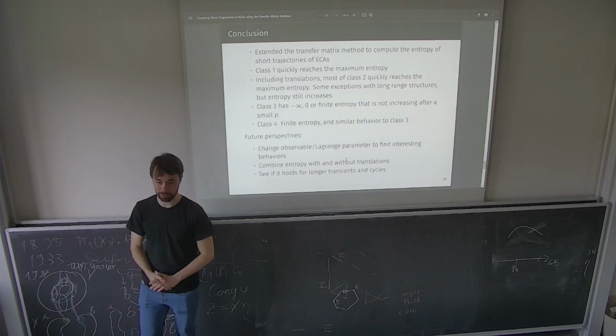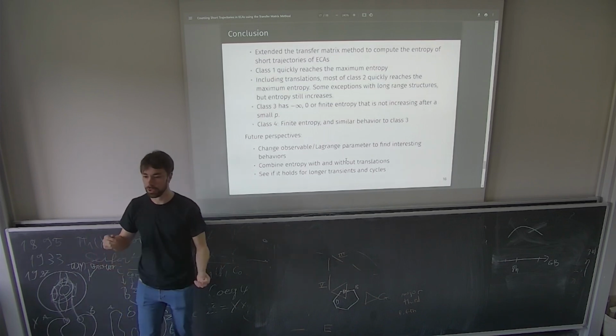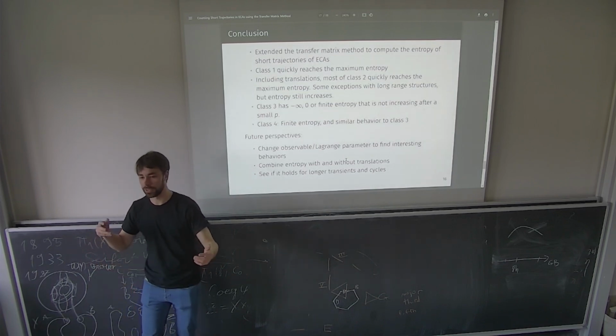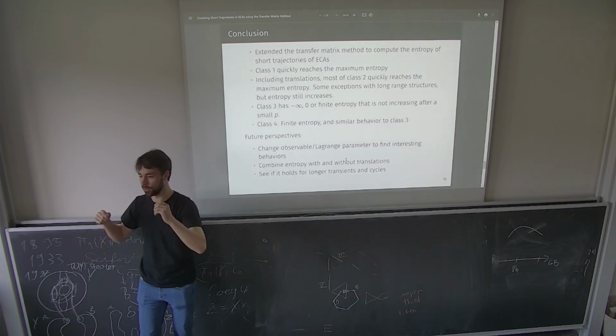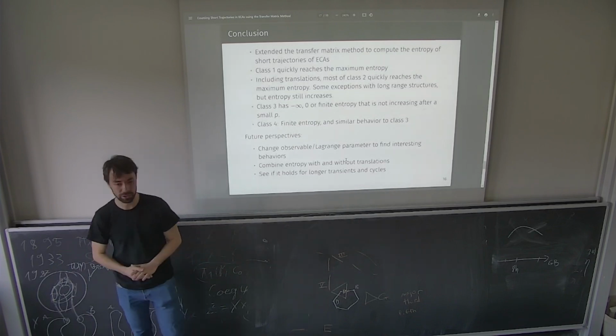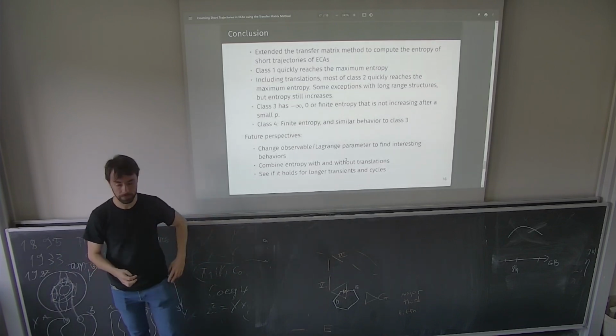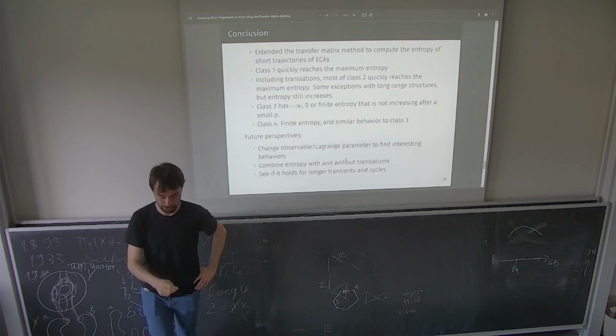And then some interesting things to do: you could change the Lagrange parameters. So you could check a certain activity, whether there are a lot of changes between the steps or it's relatively the same. Maybe that could give an indication of the complexity of the system. Okay, that's it.